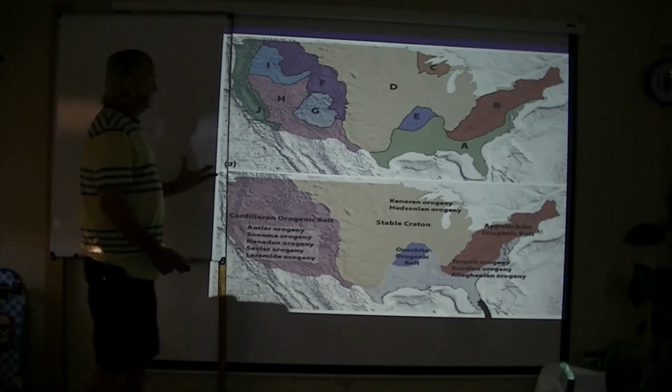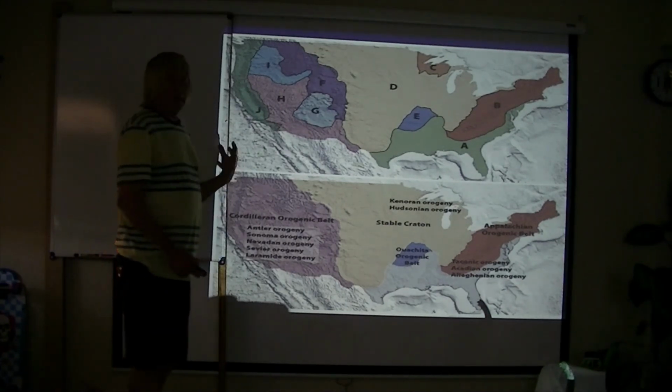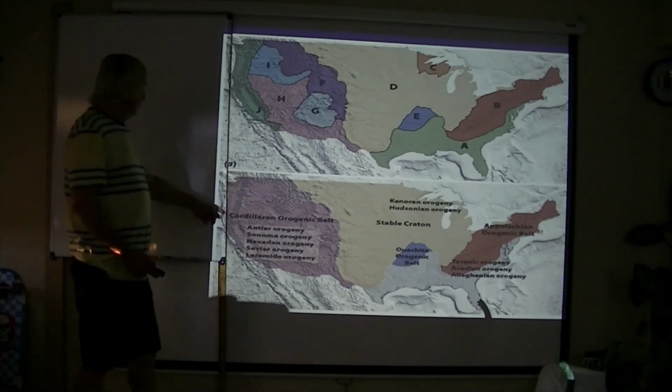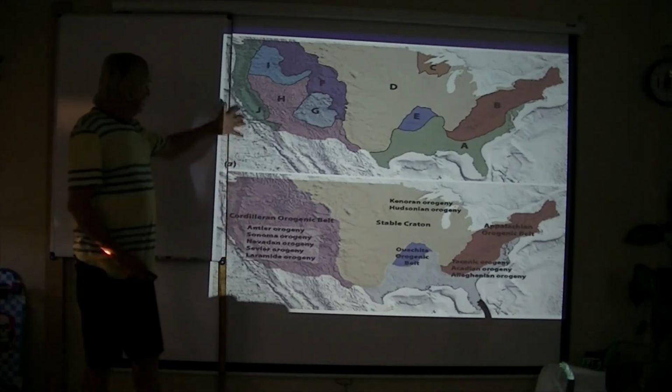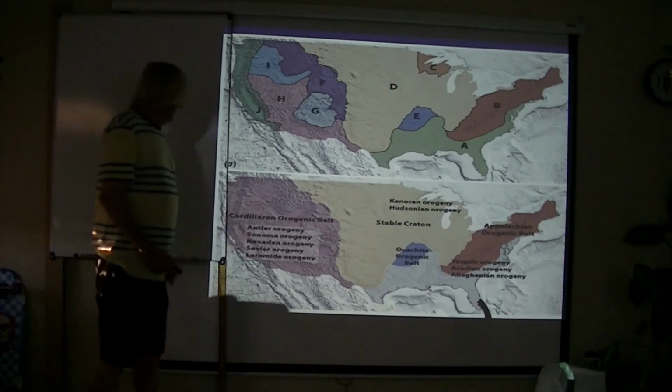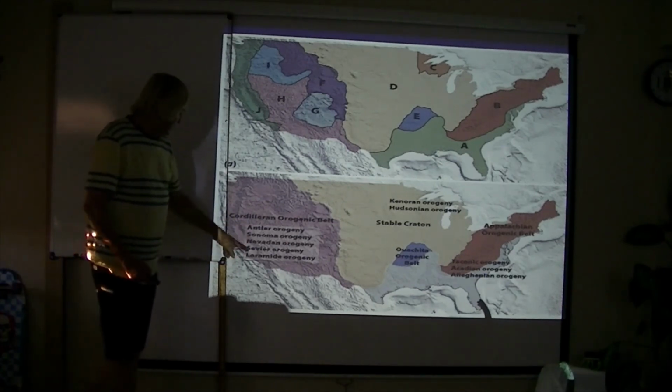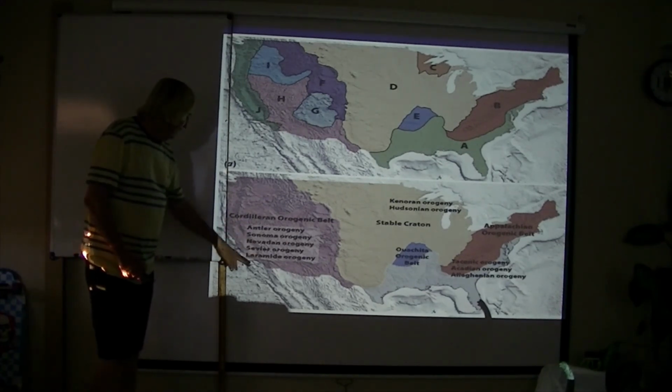And if you look, there are mountain building events which we call orogenic belts. And in the Western United States, look at all this. We had the Antler orogeny, the Sonoma, the Sevier, and the Laramide.